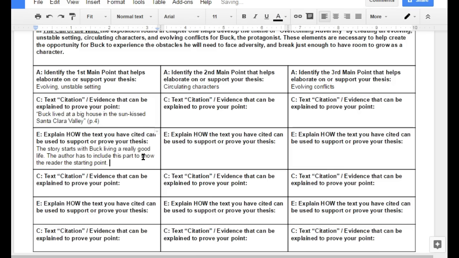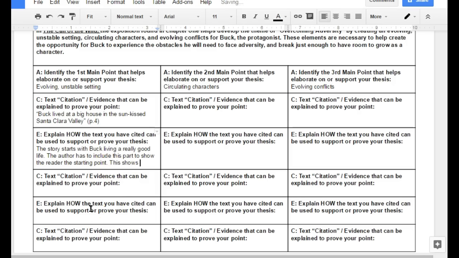That sounds really silly to include, but that's actually something I need to tell my audience. I need to remember to tell my audience because I can't assume that they're going to know that. So I'm actually going to write it here in my graphic organizer so that I don't forget to put it into my essay when I write my essay. You cannot assume that your reader is going to make the same kinds of connections and inferences that you do. So anything you want them to know, you really, really have to include for them. So I have to tell my audience that the author has to include this part to show the reader the starting point.